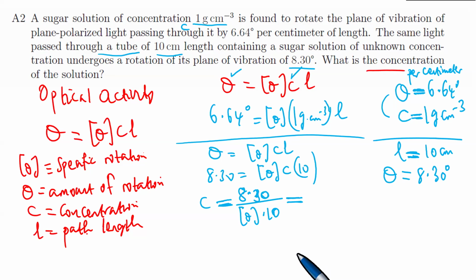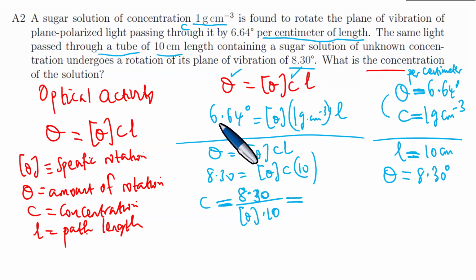So now, if this is the case, you are interested in finding the concentration, but what exactly will be the concentration? So you need to obviously now think about the specific rotation. What would the specific rotation be? Because you have a sugar solution of concentration 1 gram per cubic centimeter is found to rotate the plane of vibration of plane polarized light passing through it by 6.64 degrees per centimeter of length. Okay, so it does this per centimeter of length.